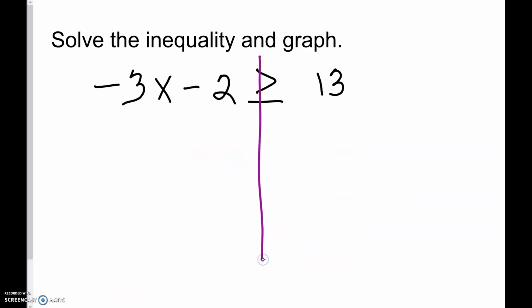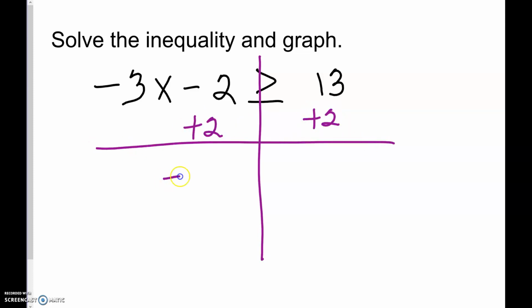All right, here's another two-step inequality. So it looks like we're going to have to move that -2 away first. So I'm going to add 2 to both sides. So I have -3x is greater than or equal to, and 13 plus 2 is going to give us 15.